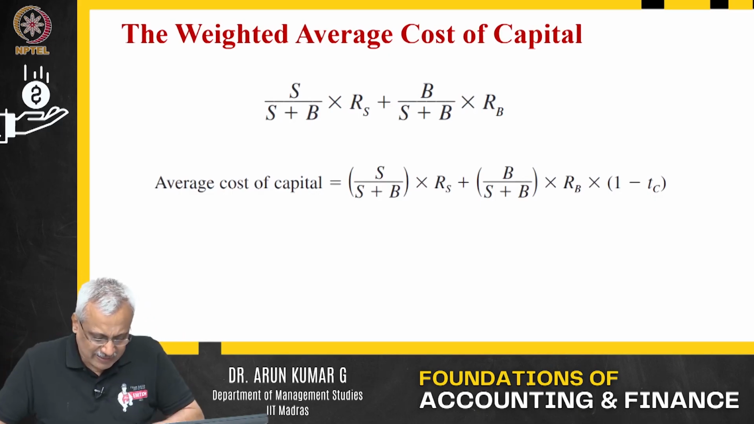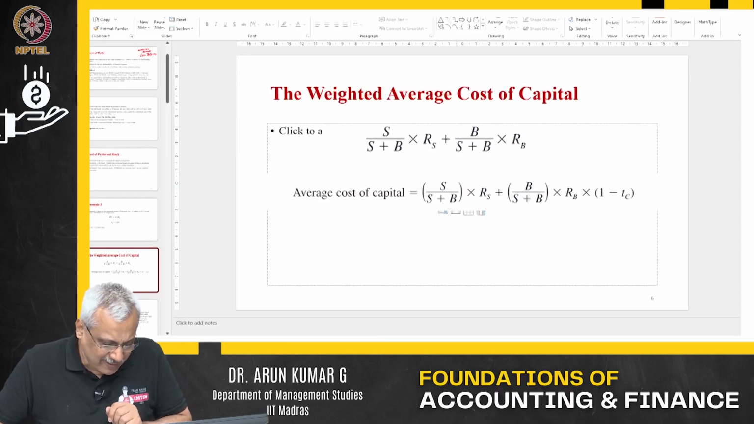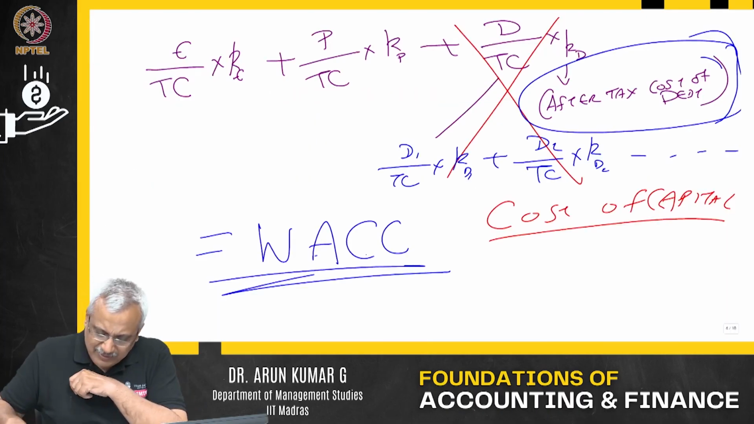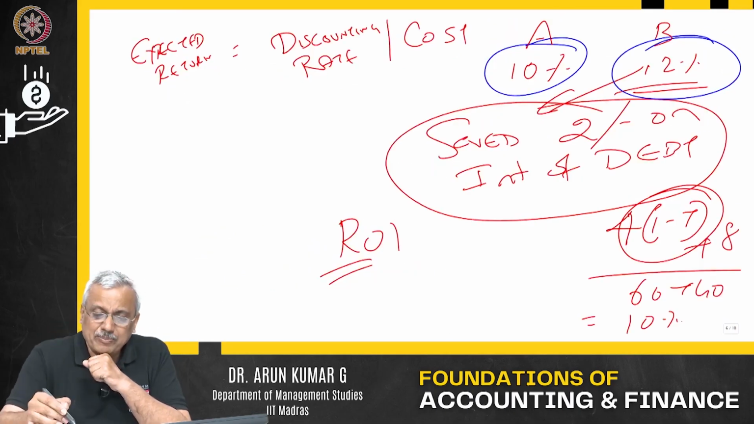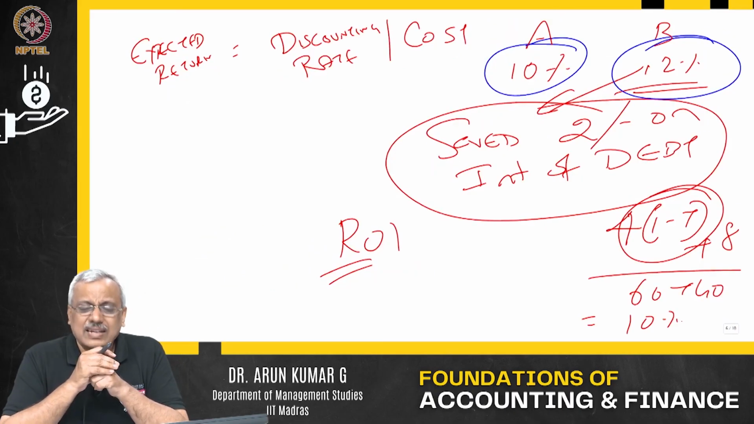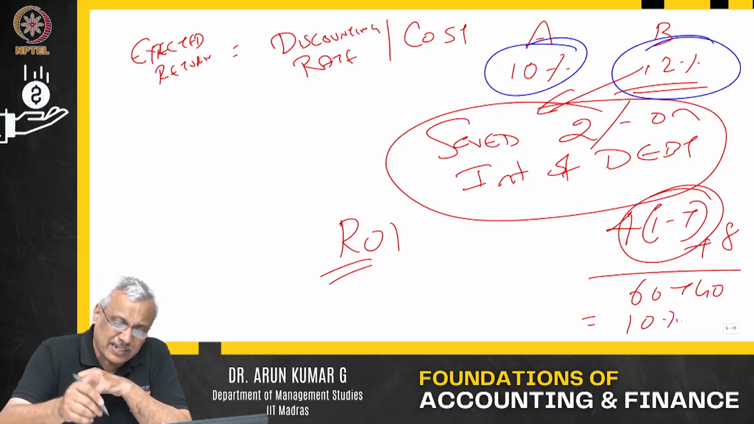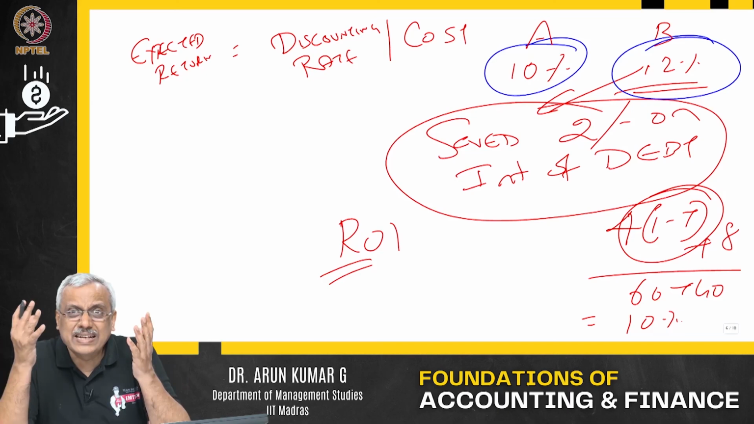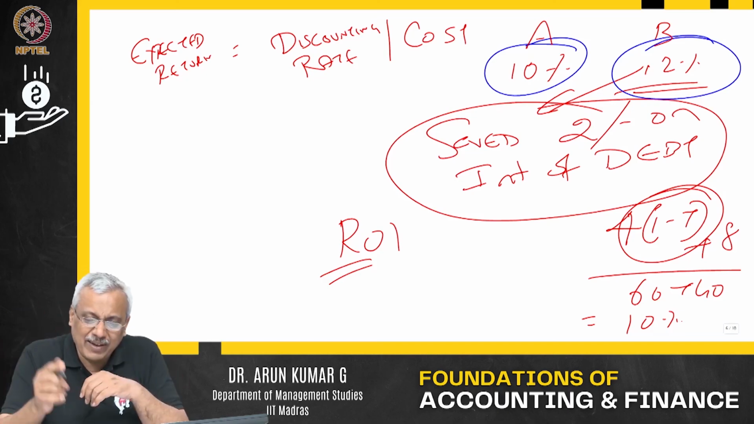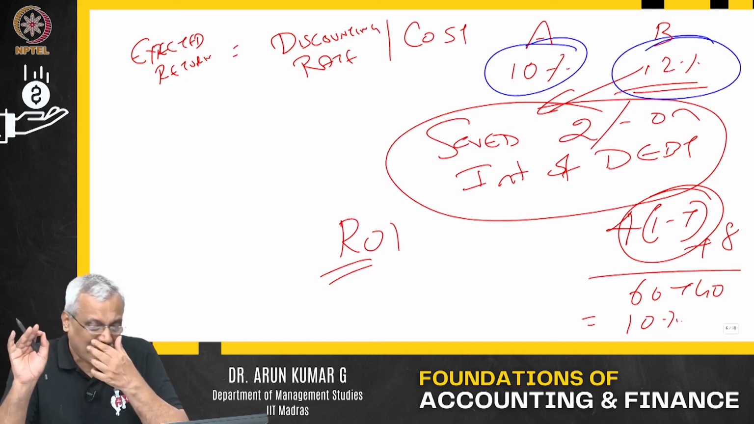Say, for example, in this example, if I say my expected return is the cost of capital, can B have a cost of capital of 12%? Can A have a cost of capital of 10%? Can it discount the returns that I am going to get in company B at 12%? Can it discount the returns in company A at 10%? No. Both are exactly the same entities. I am having 12% here purely because of a tax advantage.